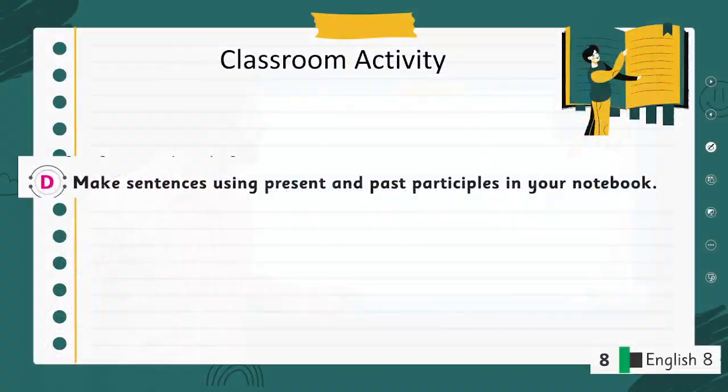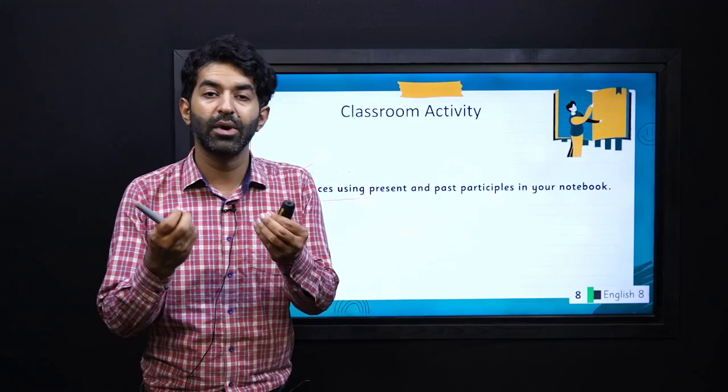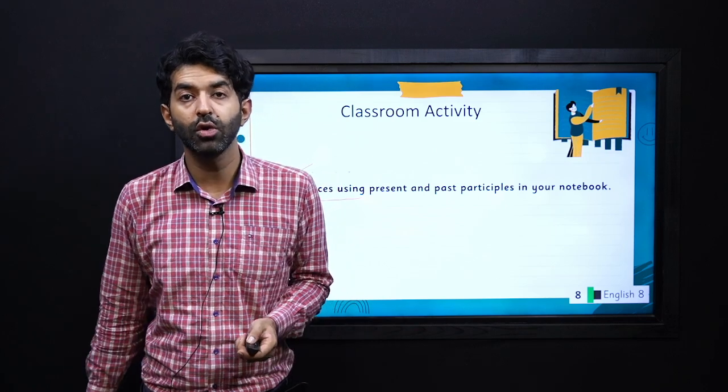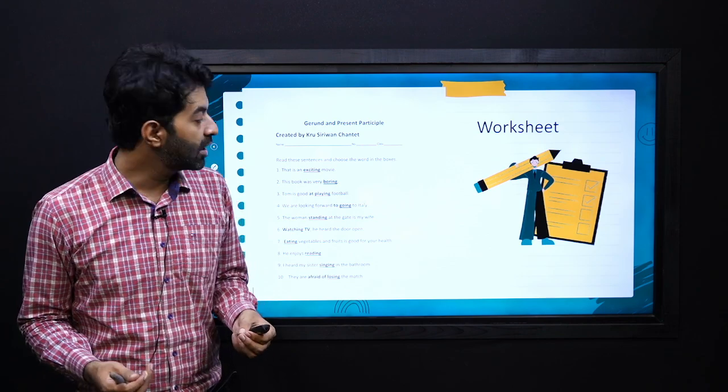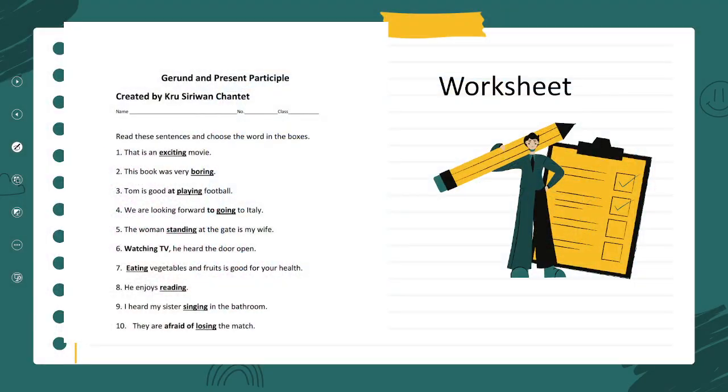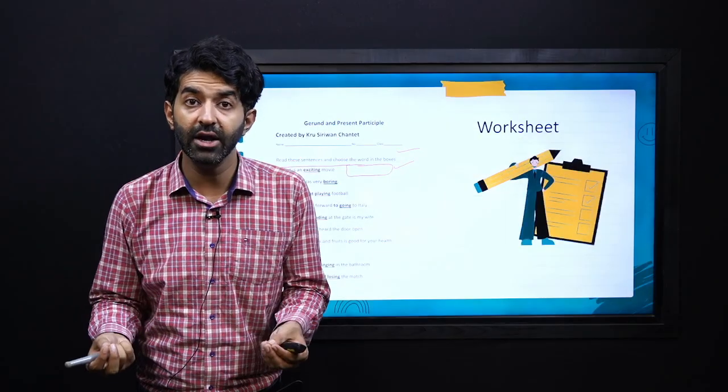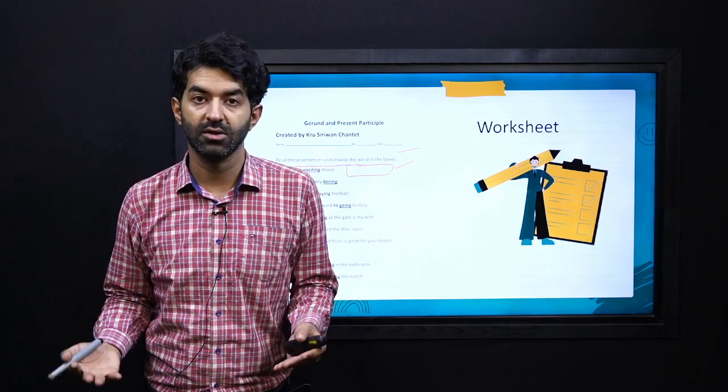Now, for the classroom activity, this is again the same activity that you're going to do. You have to make present and past participles in your notebook and do them correctly. You have the worksheet over here where you have to read these sentences and choose the word in the box. Now, you can either just point out and label whether it is a gerund or simply a participle.